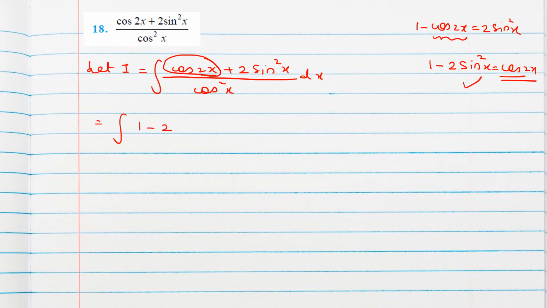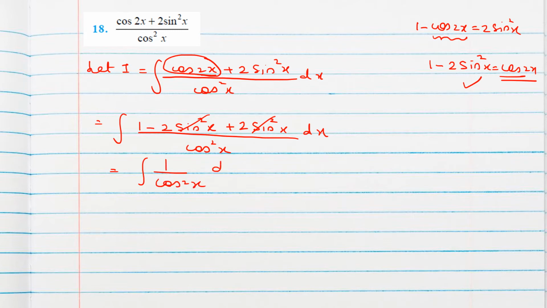Okay. So here in this place cos 2x we will write as 1 minus 2 sine square x. So 1 minus 2 sine square x plus 2 sine square x, which is already there in the numerator, divided by cos square x. See, minus 2 plus 2 will go. That means we are left with 1 by cos square x dx, which is sec square x dx, and directly by the formula we can write tan x plus c.